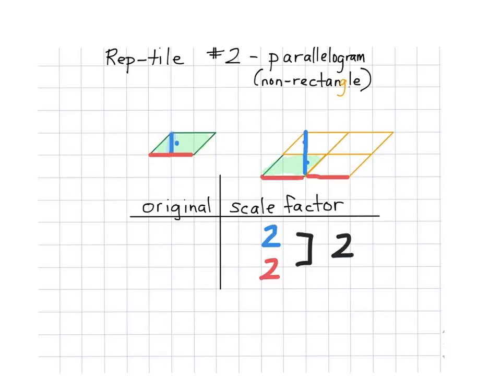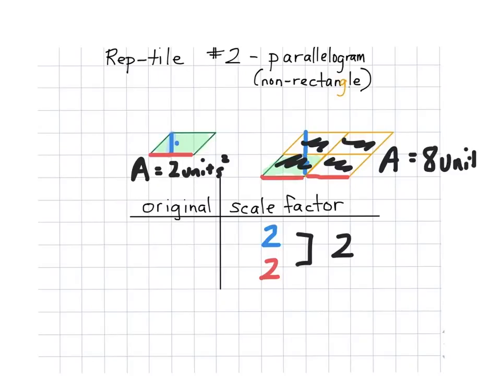The area of the original figure would be base, which is 2 units, multiplied by the height, which is 1 unit. So the area would be 2 units squared. And so the copied image that's scaled larger would have an area of 4 times that, since there's actually 4 copies of the image, so it would be 8 units squared. Go ahead and fill that in on your note sheet.